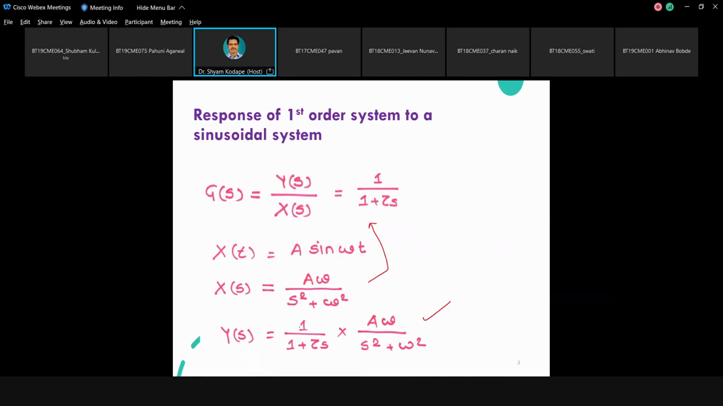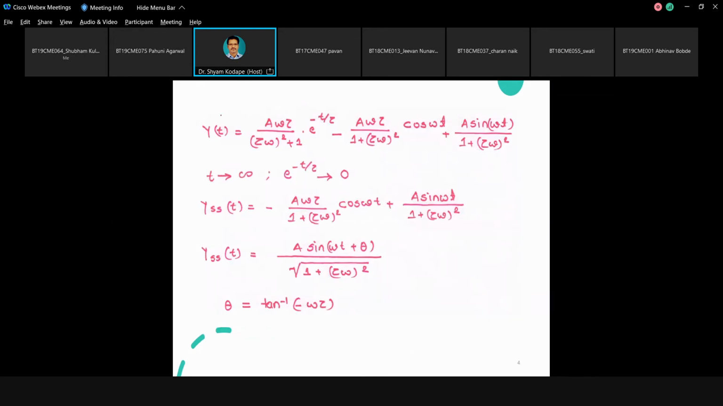Further, Y(s) is equal to this expression, which needs to be converted into y(t). How? Using partial fraction and then taking the inverse Laplace transform. We will use partial fraction and then the inverse Laplace formula. So ultimately you come across such an expression. When we implement partial fraction and inverse Laplace transform, you will come across Aωτ/(ω²τ² + 1) e^(-t/τ) minus Aωτ and so on. Agree?